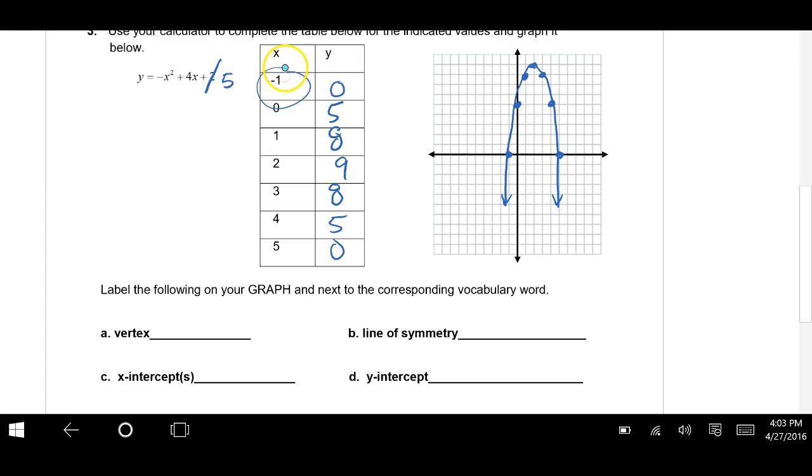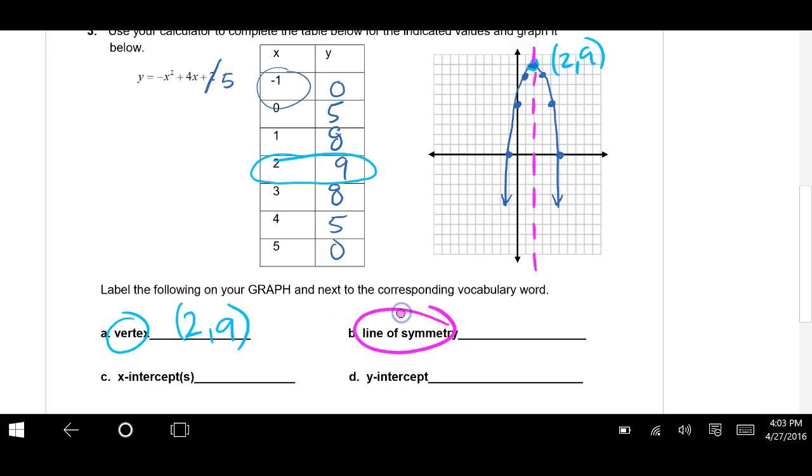Okay, so we know that vertex is right smack dab in the middle. And that point right there, well, that we know was the point that was in the middle of our data, the 2, 9. So that's 2, 9. So there's our vertex, 2, 9. And then the line of symmetry is that dashed line that we draw right down the middle. And remember, I want you to label this on the test.